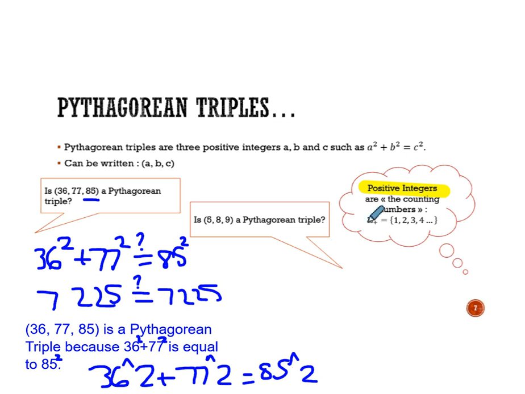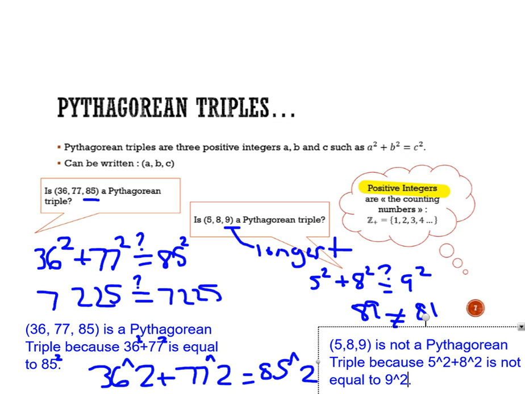So pause the video, take a second to check if 5, 8, and 9 is a Pythagorean triple. And then you can start the video again to check if you're right. So you can check that 5 squared plus 8 squared is not equal to 9 squared. So this is not a Pythagorean triple.